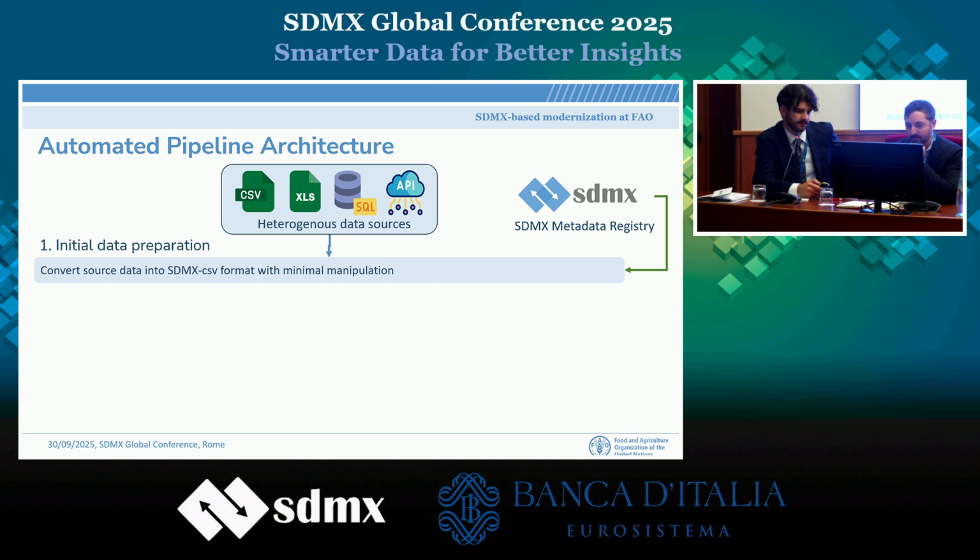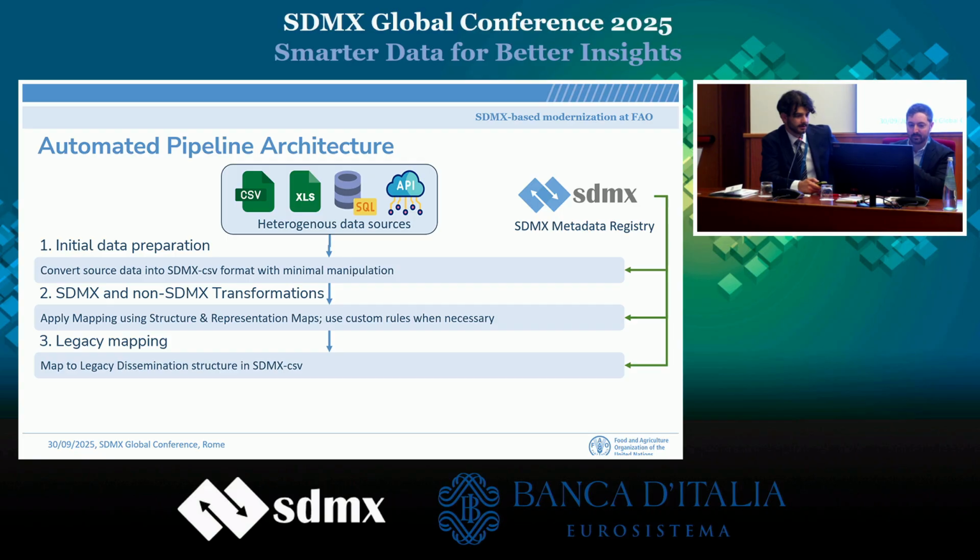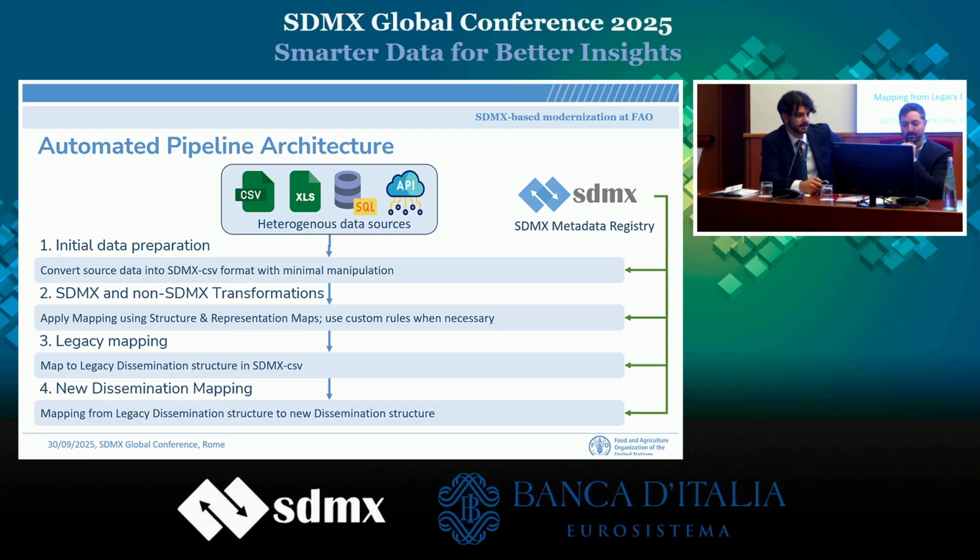And then, starting from this source data in SDMX format, we apply a series of SDMX transformations when it is possible, and custom transformations when SDMX transformations are not expressive enough. And all this leads us to get our data into our legacy dissemination structure, which we need because it's the format that data owners know very well. And it's also very useful for us to track the data and to see if the pipeline complies with the current data in FAO. And the last step is to map this data from this legacy format to the new dissemination format, which is SDMX native.